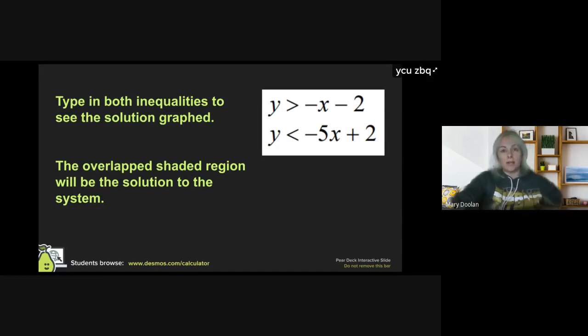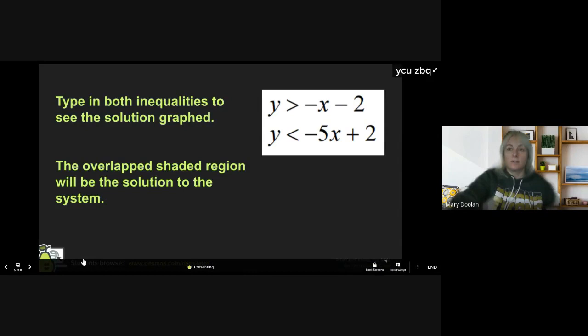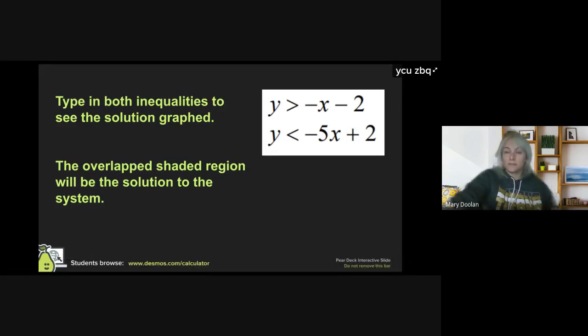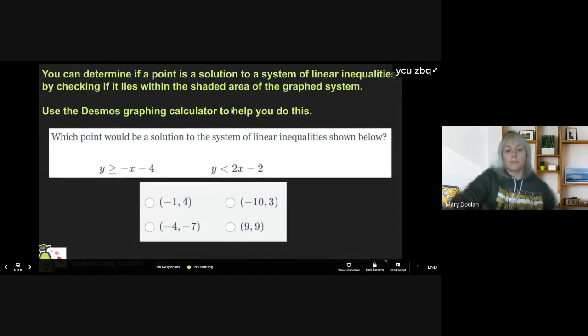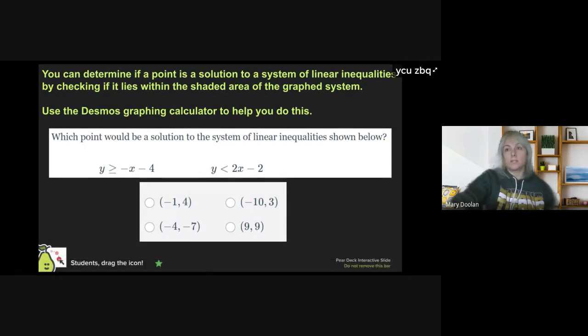So you should be trying this in Pear Deck. I see maybe like half of you have tried it so far, which is great. So I'll give you about 30 more seconds to play around with this, and then we'll move on to the next slide. Okay, so I'm going to move forward to the next slide, and we're going to work this one out together. So what I would like for you to do is come back to our Google Meet tab so you can see what I'm presenting.